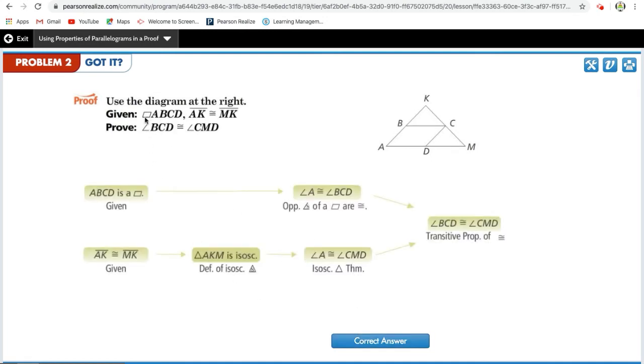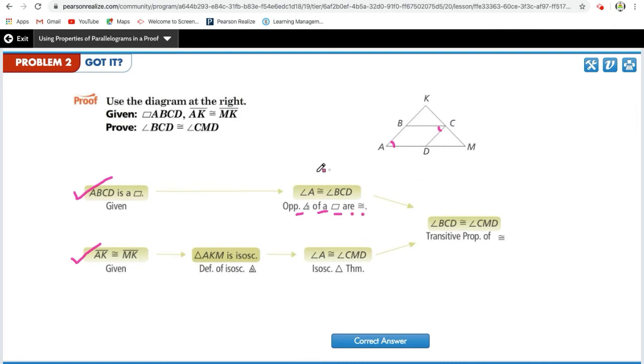So here we have parallelogram ABCD. That is our first given, and the reason is given. And AK is congruent to MK. That is the second given. Now, what properties can we write since ABCD is a parallelogram? So therefore, we can say that angle A is congruent to angle BCD. Why? Because opposite angles of a parallelogram are congruent. That's the reason for that.